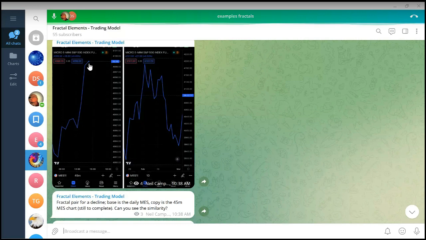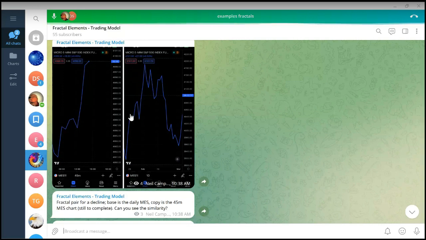1, 2, 3, 4, 5. And then on a daily, we have 1, 2, 3, 4, 5. That's the daily. What we're looking at with the fractals here are similarities. This one here is pretty darn close to the daily. 1, 2, 3, 4, 5. Again, it's not identical, but it's very similar.